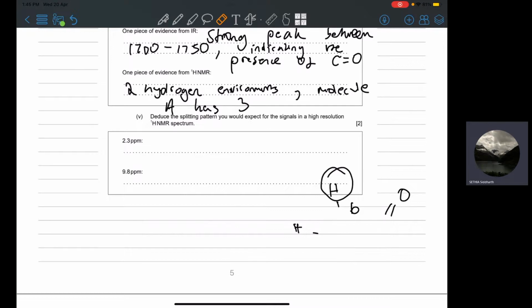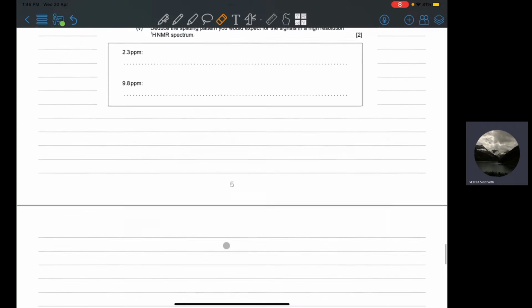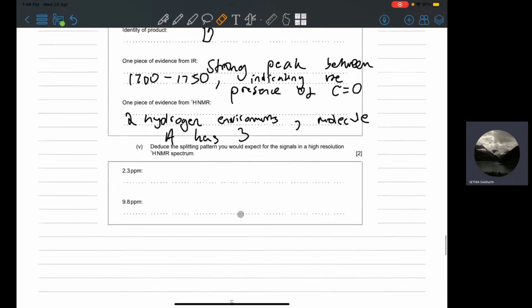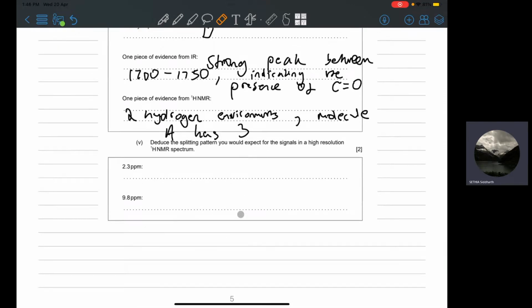over here in part 5, they've asked us, deduce the splitting pattern that you would expect for the signals in a high resolution HNMR spectrum. Okay, so this is something that I did not cover in HNMR in my previous video. What does this mean when they say the splitting pattern?